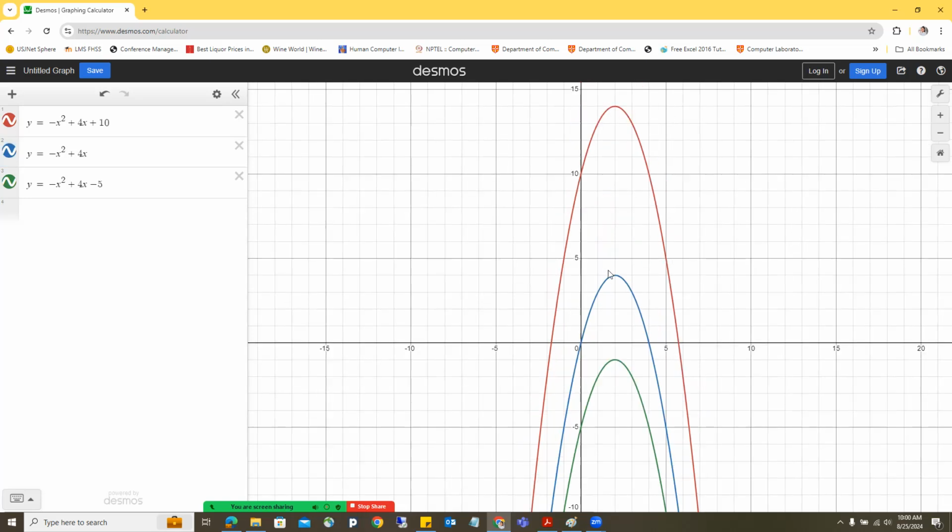From here to here, the difference is 10. From here to here, the difference is 5. That's what has happened from the c value. That's the thing we need to look at carefully: according to the c value, how the graph changes. Is it clear?